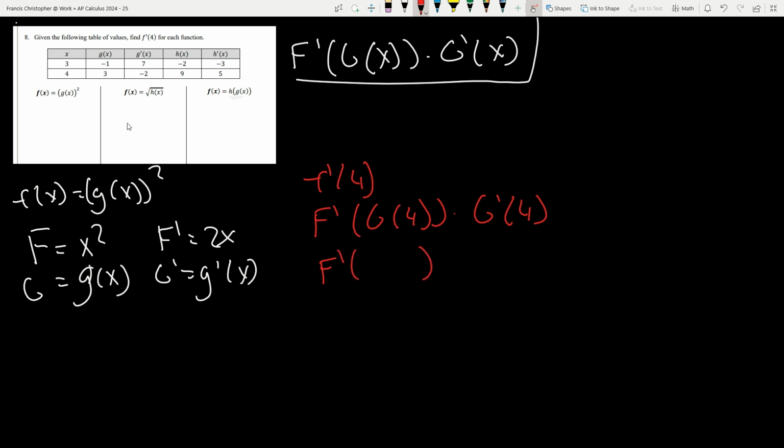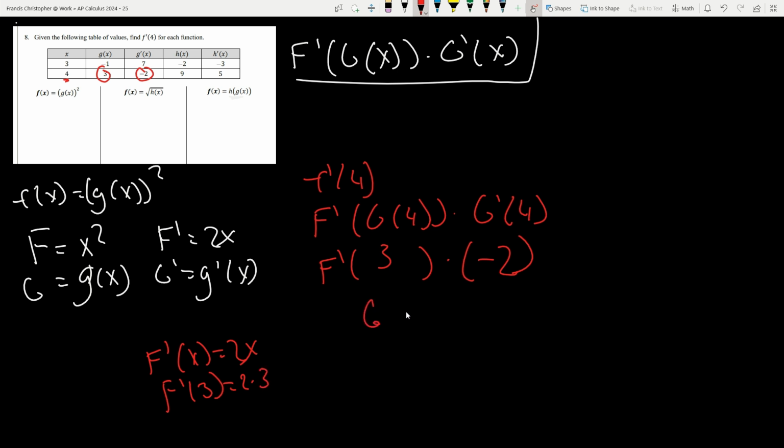So g of 4, if we go over to the table at 4, g of 4 is 3. So f prime of 3 times g prime of 4. So 4 is my input, g prime is given to be negative 2. F prime of 3, well, if f prime of x equals 2x, then f prime of 3, I'm going to plug in the 3, so I get 2 times 3, which is 6, times negative 2, and that just gives us negative 12.